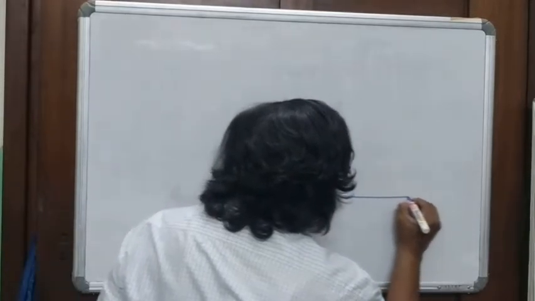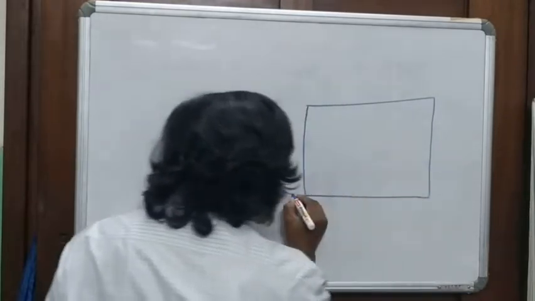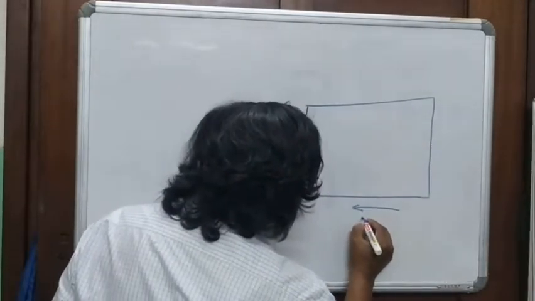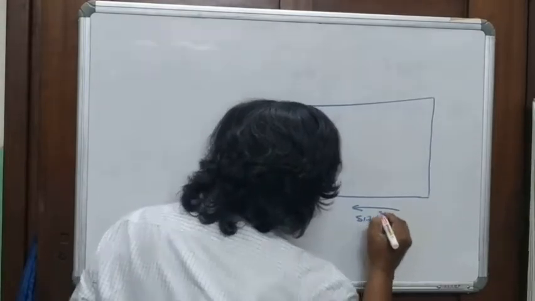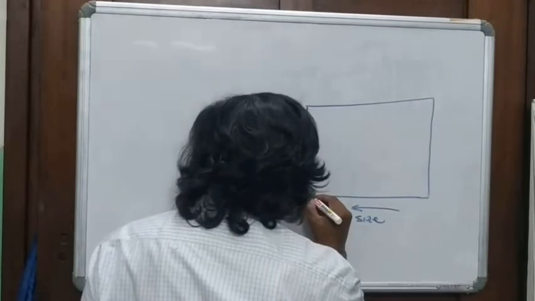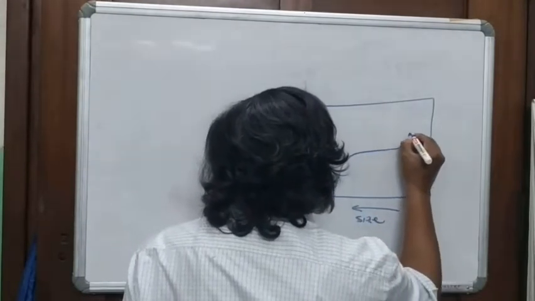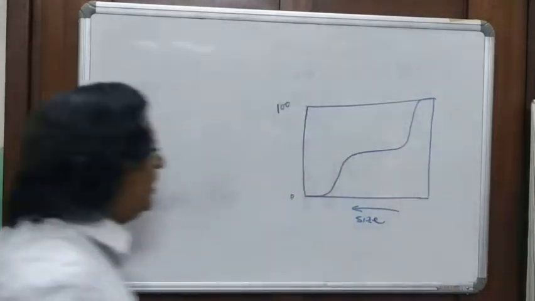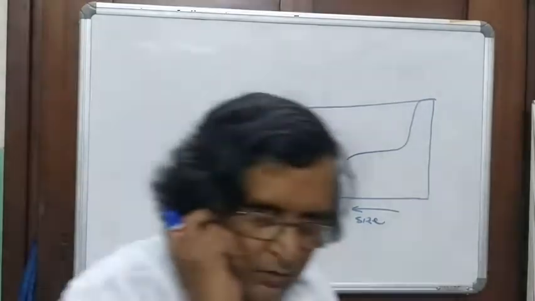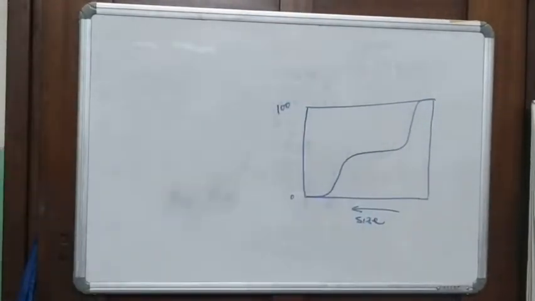Say, for example, I draw a cumulative frequency curve like this. The frequency varies from 0 to 100, and this is grain size increasing. And I have a cumulative frequency curve like that. What does this mean? This cumulative frequency curve, what does it mean?